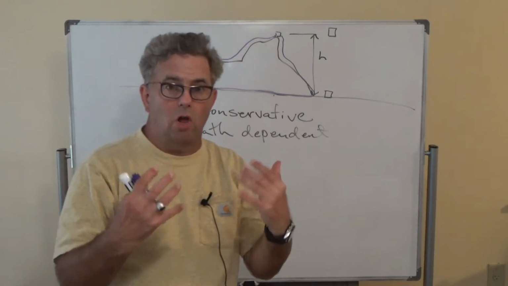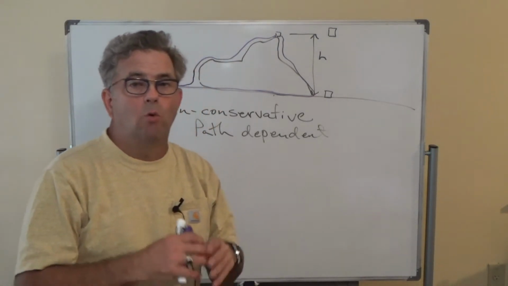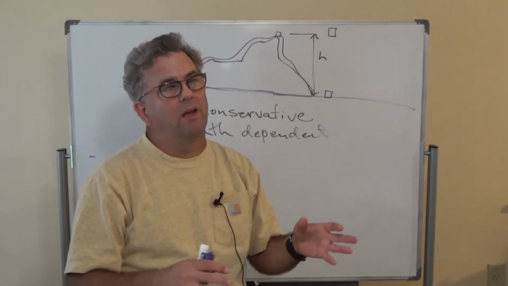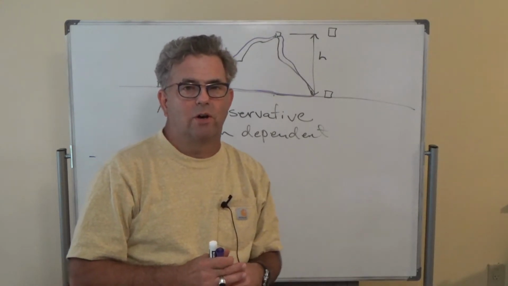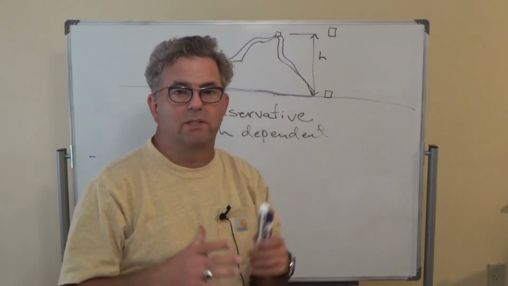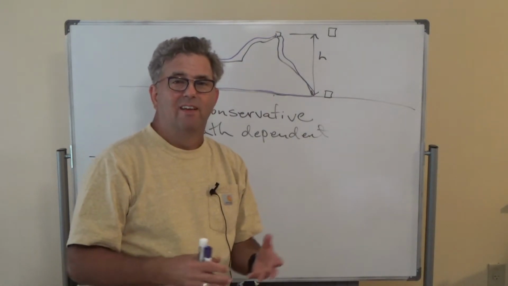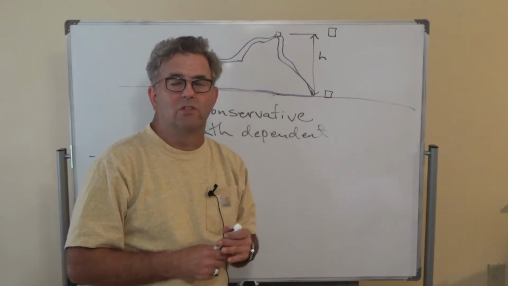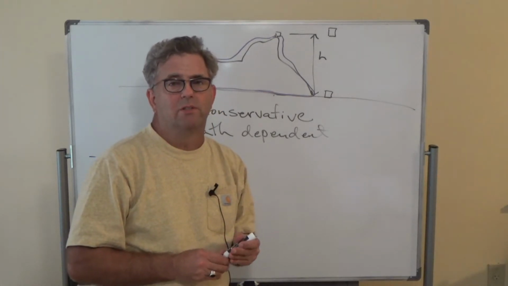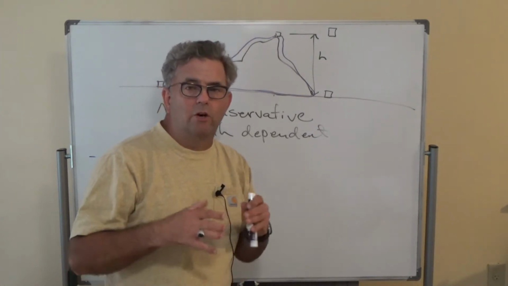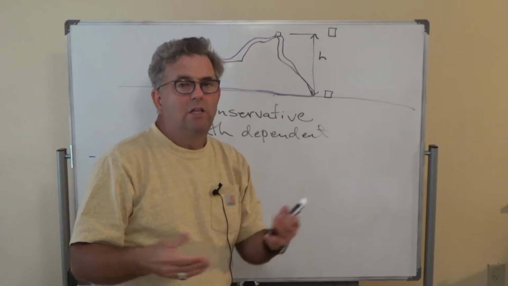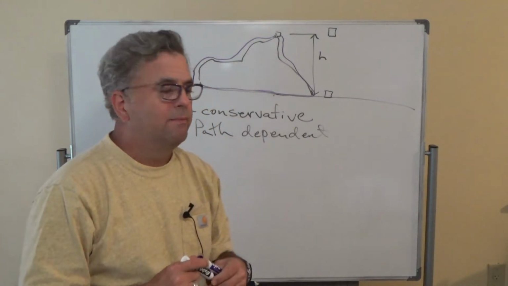You have losses. All real systems are non-conservative. Okay, not all. You could talk about superconductors and all these exotic things, but in everyday life, all real systems are non-conservative. You always have losses. You always have some energy that you've got to put in that you don't get back.